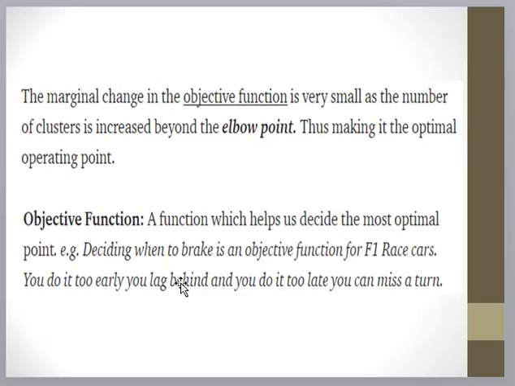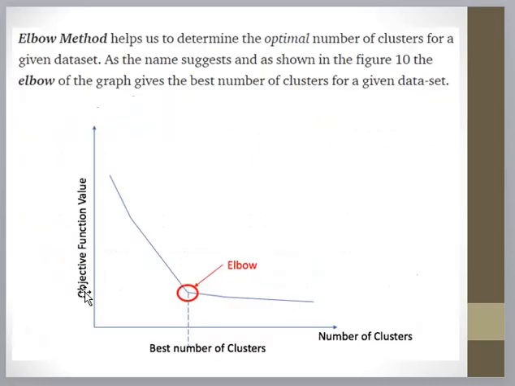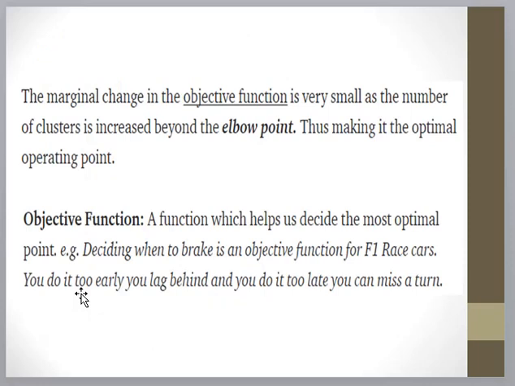So now the objective function, which we are talking about on this y-axis here, is such that the marginal change in the objective function is very small as the number of clusters is increased beyond the elbow point. So we have seen that as we move forward from the elbow point, the change is not very much, right? It's a very slight change, thus making it the optimal operating point, or we can call it the sweet spot.